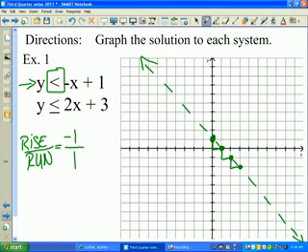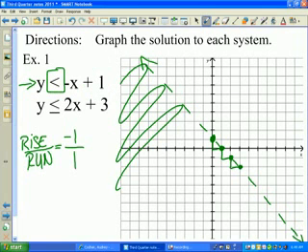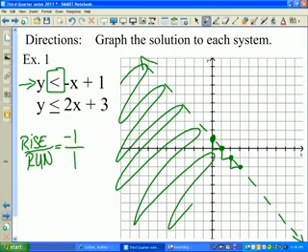Now I also have to figure out which way I'm going to shade. Since it's less than, I should be shading the bottom portion of my graph. This tells me that all the points within that shaded area make a true statement for that first inequality.